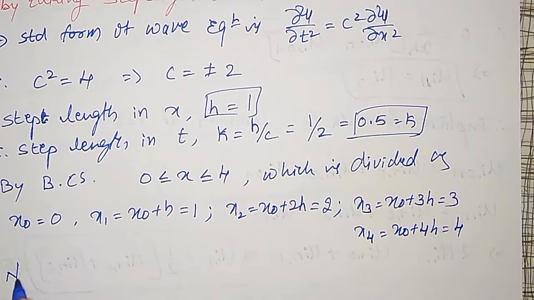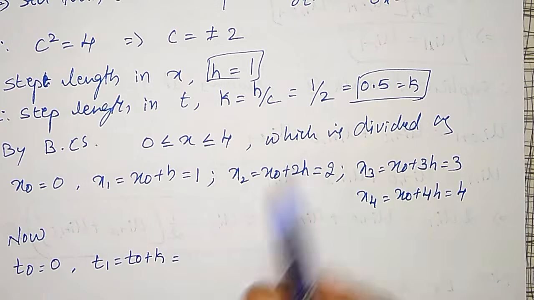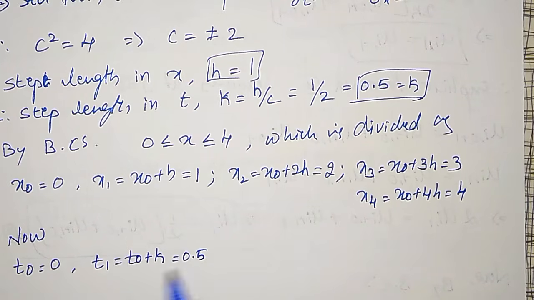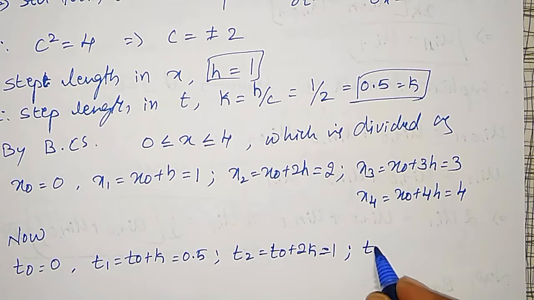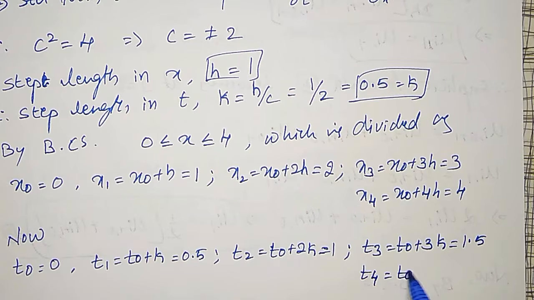Now t0, initially the t value, that is the time, is 0. Then t1 = t0 + k. The k value is 0.5. Therefore, I am getting 0 + 0.5. Next, t2 = t0 + 2k, 2 into 0.5 is 1. Like that, t3 = t0 + 3k, t0 is 0 and 3k will become 1.5. Like that, t4 = t0 + 4k, that is 2.